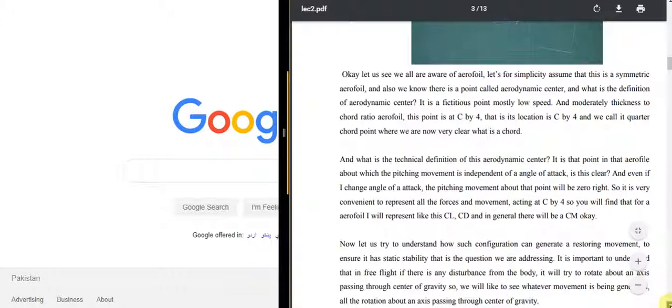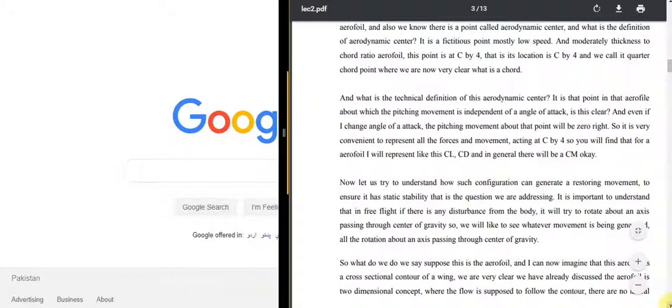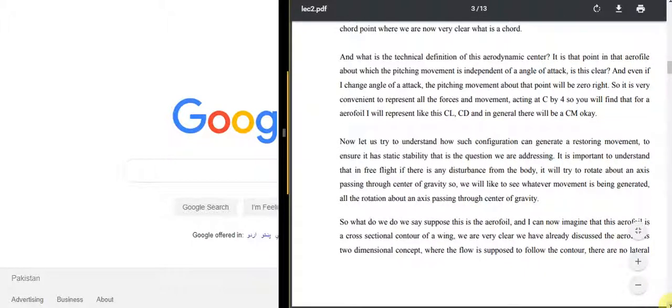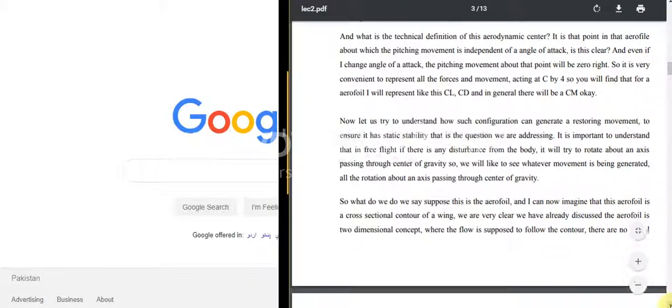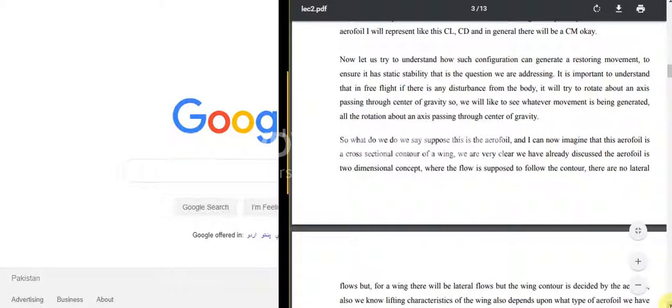Now let us try to understand how such a configuration can generate a restoring moment to ensure it has static stability. That is the question we are addressing. It is important to understand that in free flight, if there is any disturbance, the body will try to rotate about an axis passing through the center of gravity. So we would like to see whatever moment is being generated, with all the rotation about an axis passing through the center of gravity.